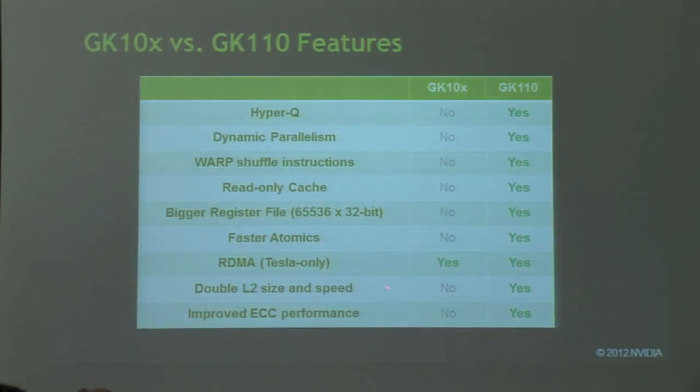We doubled the L2 size and the speed of the L2 cache, so our caching is a lot faster. You can cache a lot more. And then we also improved our ECC performance by about 60%. ECC, for those who don't know, is error correction and, well, there's error detection and correction, EDC. But this basically tries to catch random flips in your DRAM.